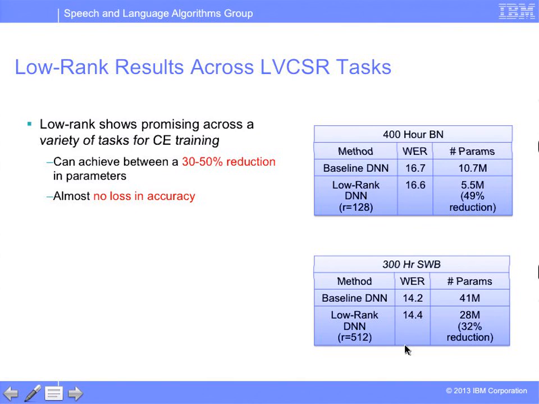For Switchboard as well, the rank I chose is a little bit larger. This is 9,300 output targets, and I get a 32% reduction in the number of parameters. You see that the word error rates here are slightly higher after cross-entropy training, but after sequence training this difference goes away.